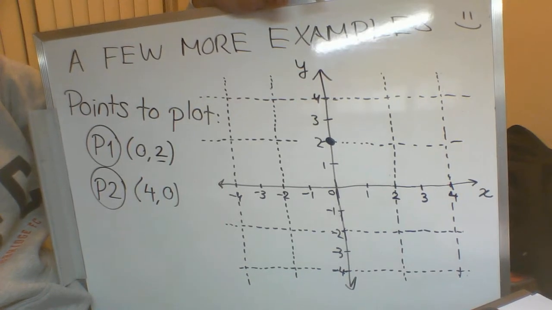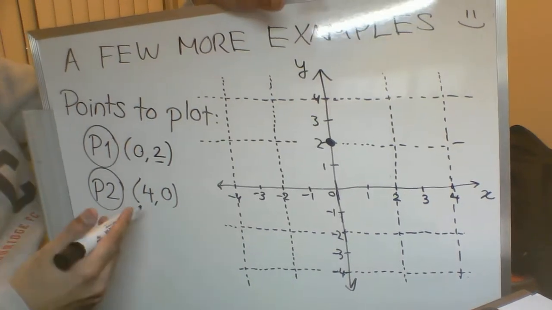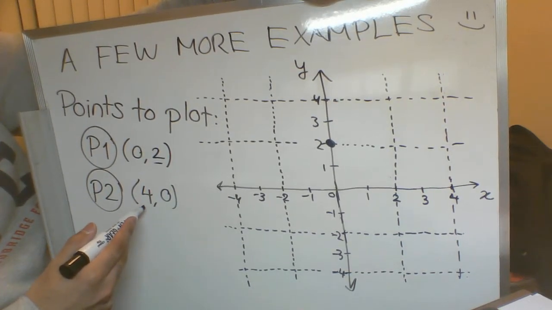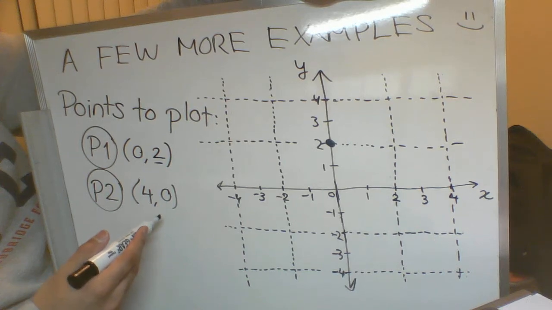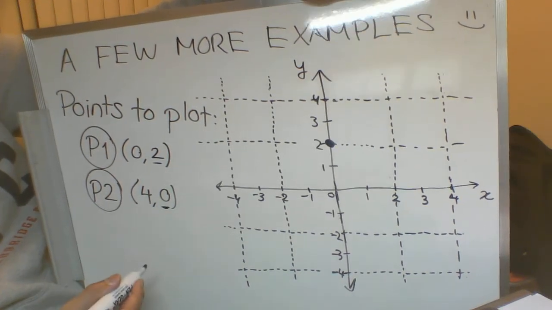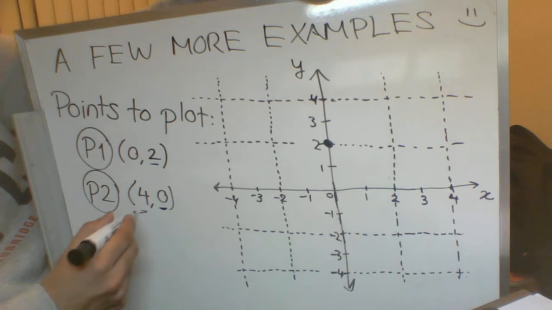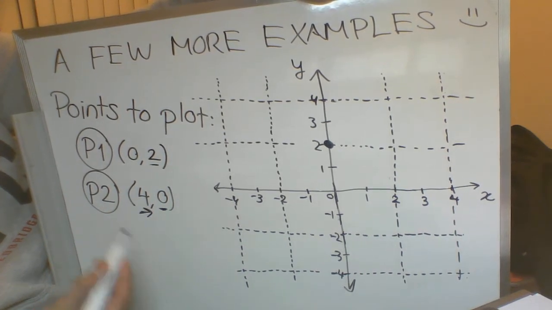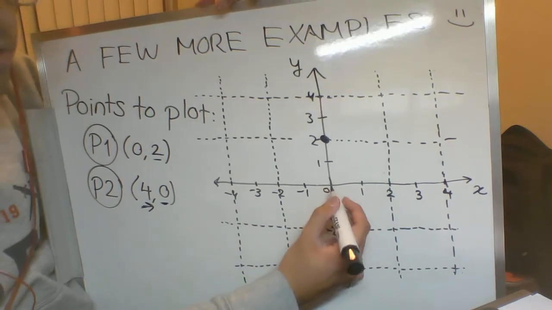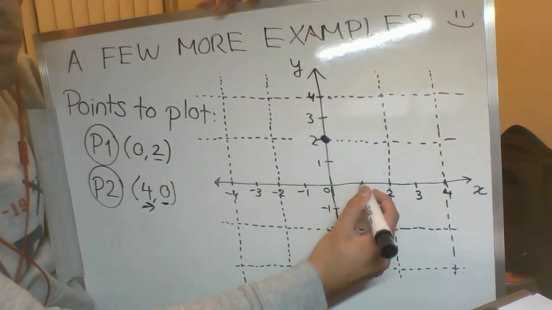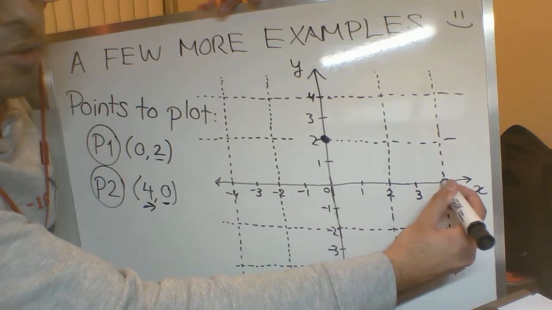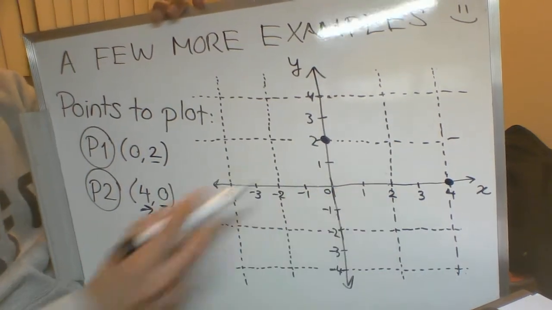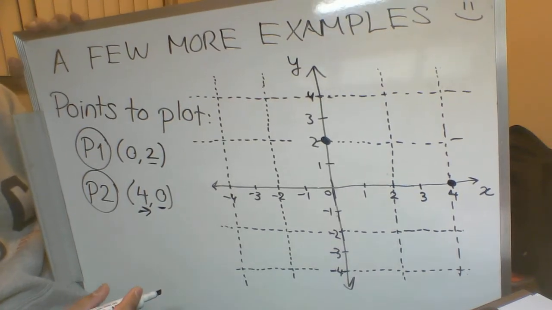So hopefully the plotting of the points isn't too much of a struggle, but let's go and plot the second one. So we've got an x value of 4 here, and a y value of 0. So the y value of 0 is telling us we don't need to move up or down, but the x value of 4 is telling us that we need to move 4 units to the right. And it's to the right because it's a positive number, so we start at 0, and we move 1, 2, 3, 4 units to the right, and because we have a 0 for the y-coordinate, we don't have to move up or down, so our point sits on the x-axis.